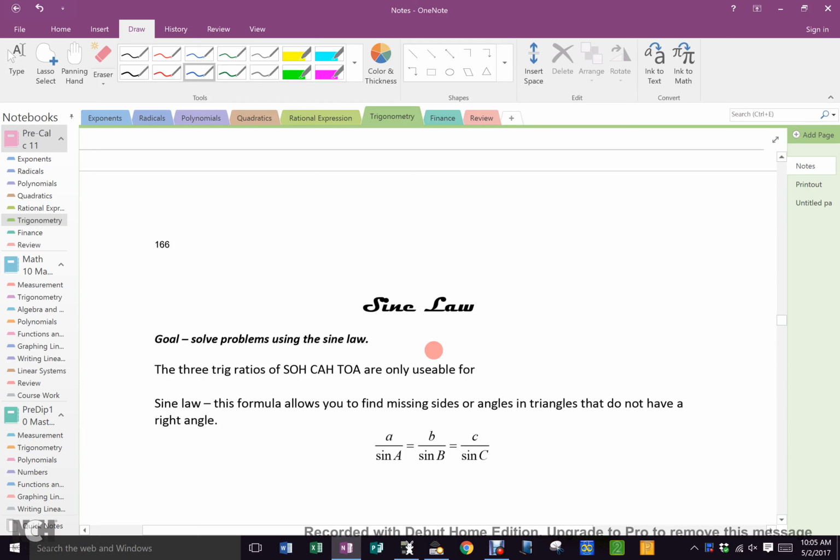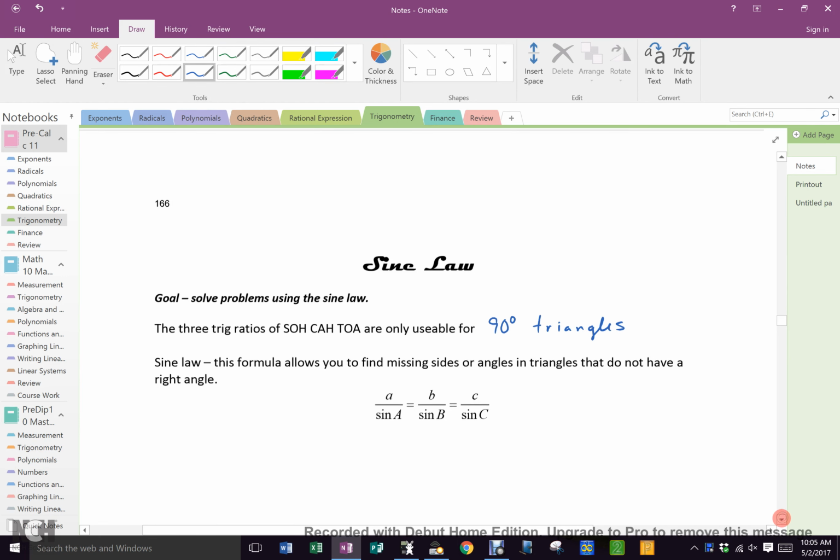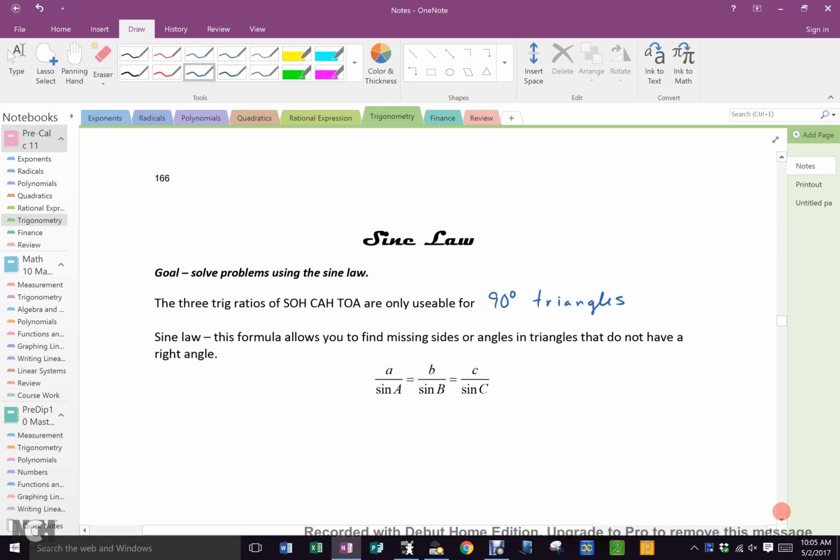Unless you were in honors math last year, up until now, your trig has only been useful in what kind of triangle? A right angle triangle. The three trig ratios are only good for 90-degree triangles up until now. You guys aren't stupid. You're aware that you can have a triangle without a 90-degree angle in it, aren't you? Right? You're all aware of that, yeah?